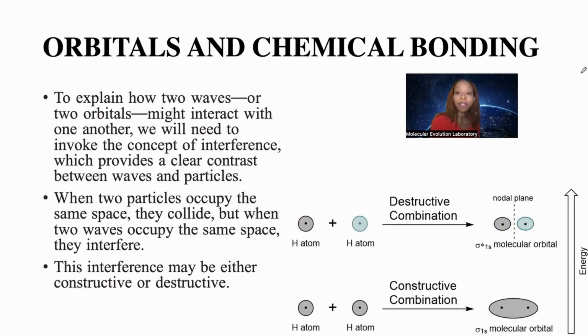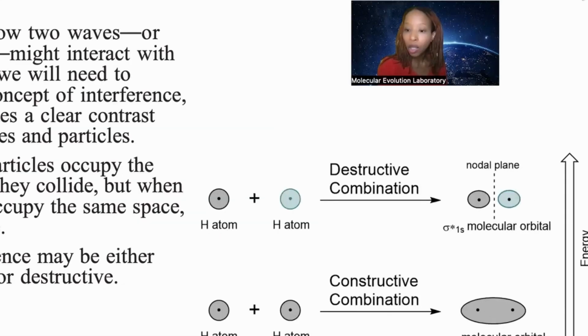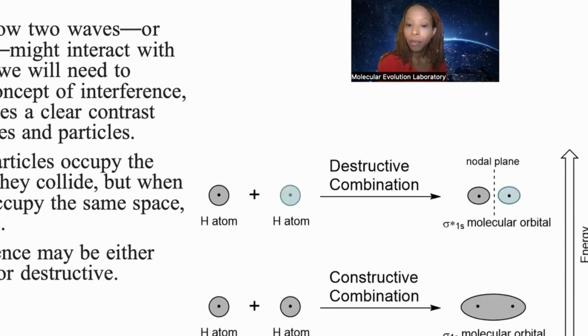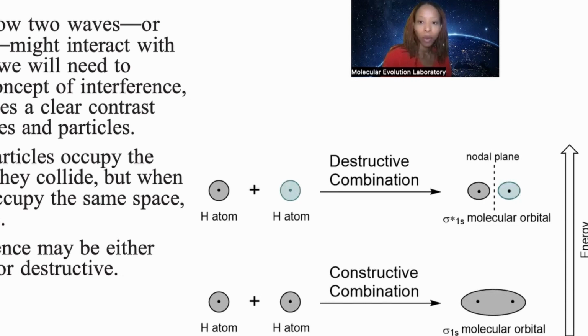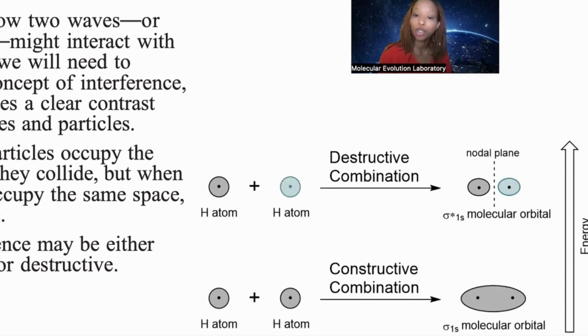To explain how the waves or two orbitals might interact with one another, we will need to invoke the concept of interference, which provides a clear contrast between waves and particles. When two particles occupy the same space, they collide. But when two waves occupy the same space, they interfere. This interference may be either constructive or destructive. So a hydrogen atom plus a hydrogen atom in the s orbital provide a destructive combination in the nodal plane, but when the orbitals overlap, you have a constructive combination.